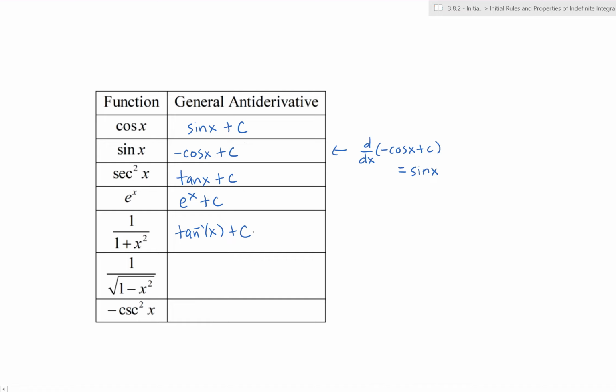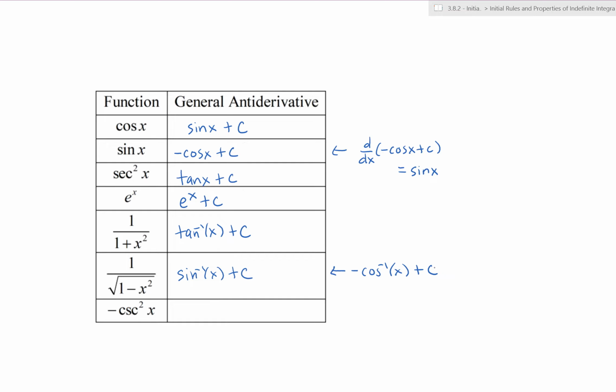Last two in this table. What is the general antiderivative of 1 divided by the square root of 1 minus x squared? Well, in this case, you could say it's the arcsine function of x, or the sine inverse function of x, plus a constant. Notice that you could also write here the negative arc cosine function of x plus a constant, since the derivative of the arc cosine function is the negative of 1 divided by square root of 1 minus x squared. So there's multiple options actually in that particular situation.